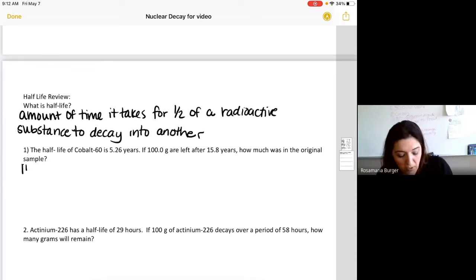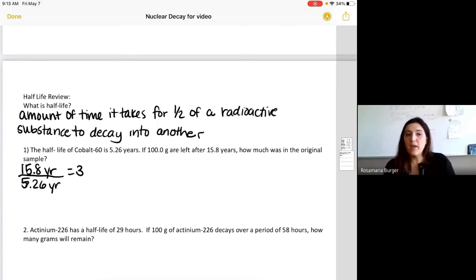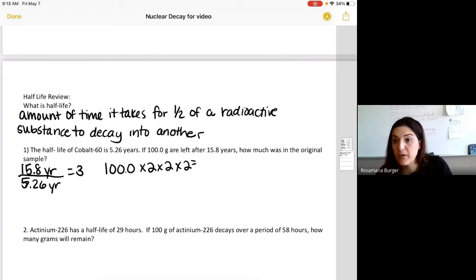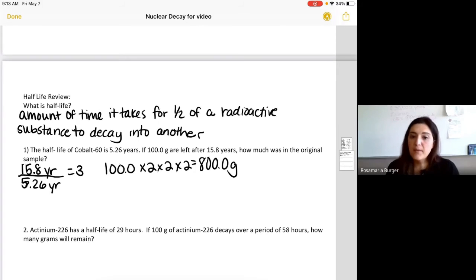Okay, so let's figure out, first of all, how many half-lives did we have? Well, I know that 15.8 years have passed. The half-life is 5.26 years. So that's 3 half-lives. So now I only have 100 grams left, but 3 half-lives have passed. So what I'm going to need to do is multiply this 100 grams by 2 three times, for those 3 half-lives. And it turns out that I started with 800 grams. And that's the answer to this one. So we solved from the amount that we remained with to our amount that we started with.